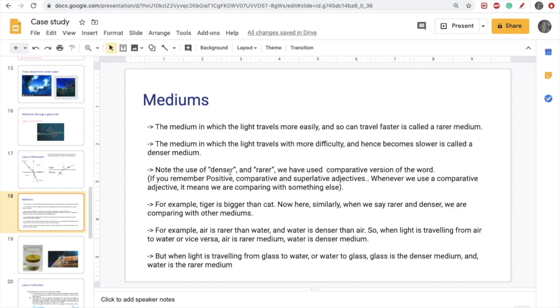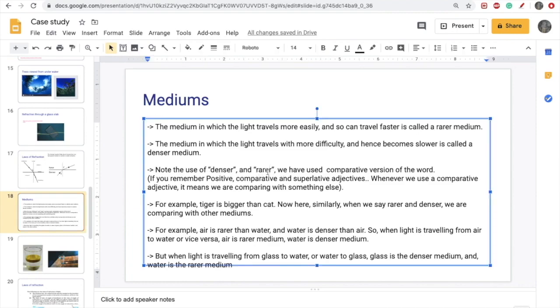Here we have used denser and rarer. We have not used dense and rare. We have used comparative adjectives. Do you remember this from your English? The positive, comparative, superlative adjectives. That is dense, denser, densest, rare, rarer, rarest. So when we use comparative adjectives, it means we are comparing it with something. So here, what are we comparing it with?